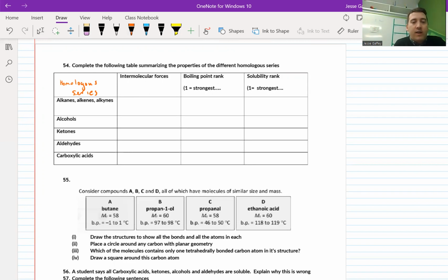All right, the next thing to do is say what intermolecular force each one of these has. So that's the next column in the table. You should only be playing if you've had a go at these, and we need to get these right before we go on to the boiling point. Okay, so what type of intermolecular forces do alkanes, alkenes, and alkynes have? That would be van der Waals.